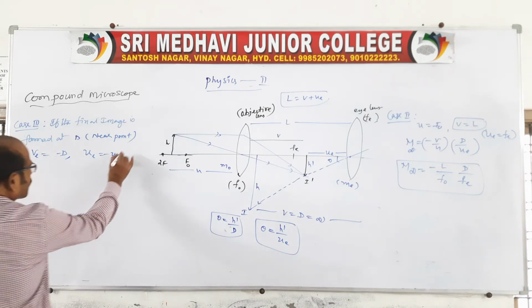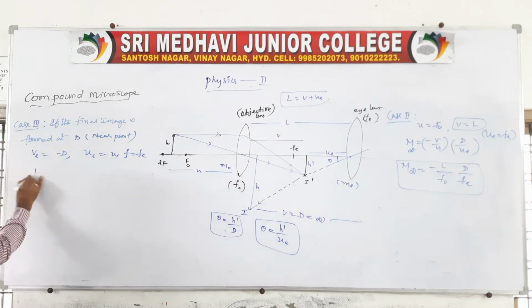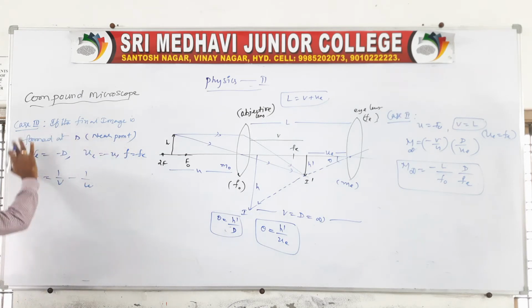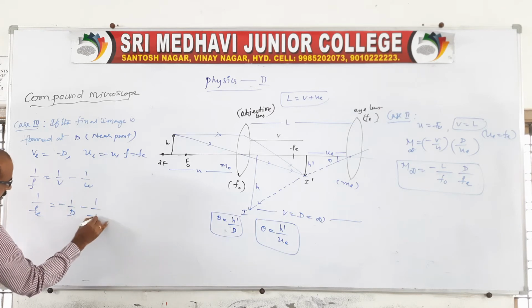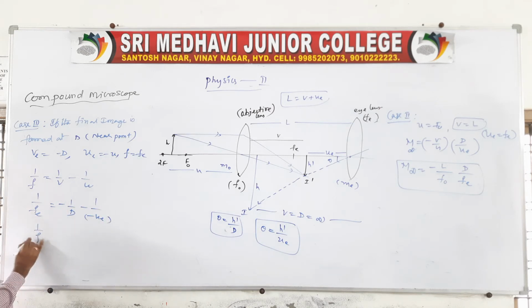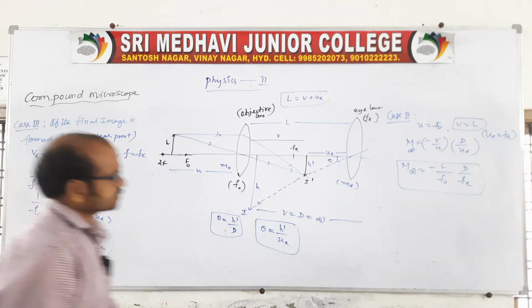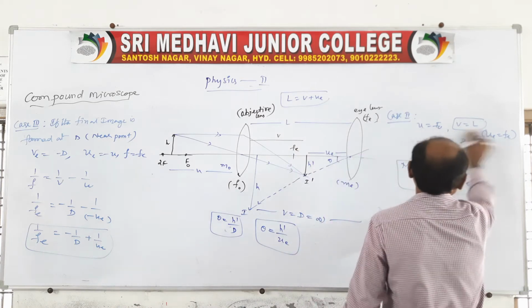The focal length is equal to FE. Of course, 1 by F is equal to 1 by V minus 1 by U. Now you substitute the given information here. F is FE, which is positive, V is minus D, and U is minus UE. Therefore, 1 by FE is equal to minus 1 by D plus 1 by UE. Clear? This is in terms of focal length. Again we get UE, because we have to find the UE value.